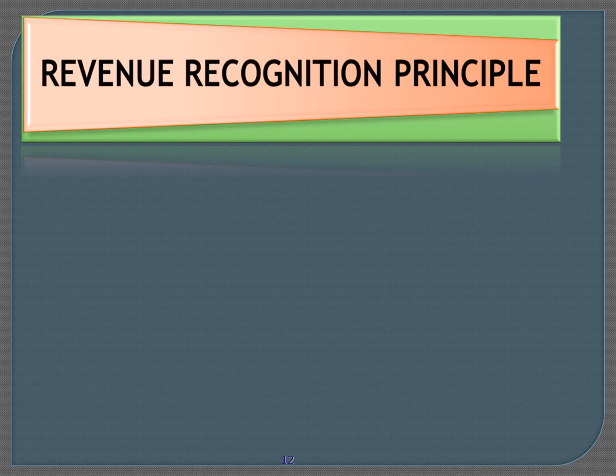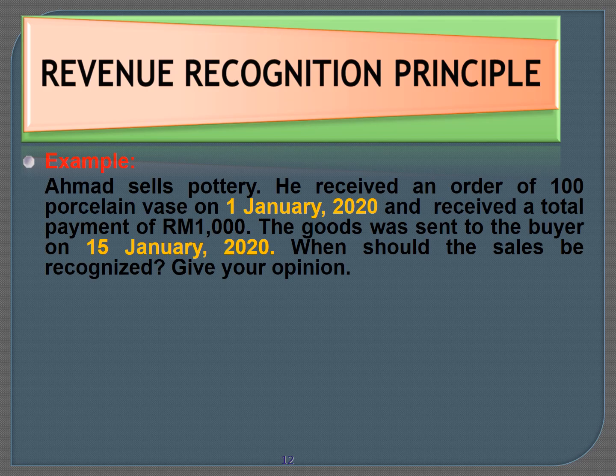Based on the situation in the example, Ahmad sells pottery. He received an order for 100 porcelain vases on January 1, 2020 and received a total payment of Rm 1,000. Goods delivered to buyers on the 15th of January 2020. When should sales be recognized?